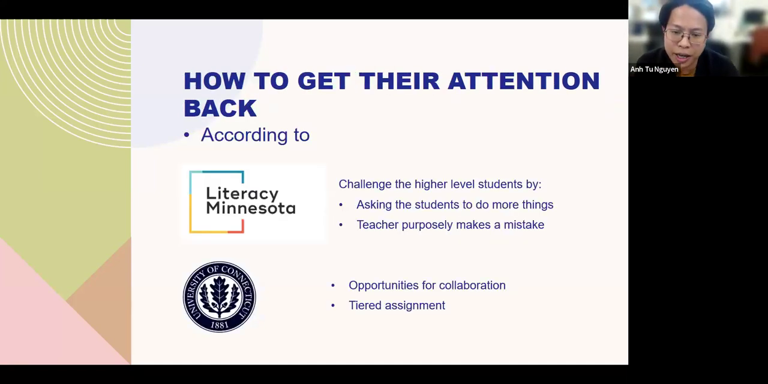that is Joseph Renzulli, that is give opportunities for collaborations, means that we can pair up high level students together, and then teachers can give a more challenging task to that group. So they have to use their English more, they have to think more, and that will lead to tier assignment. It means that when making lesson plans, teachers can think, oh, I have some good students in my class. What can I do to upgrade their knowledge in that lesson instead of just in the packets?